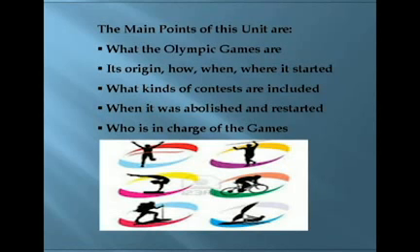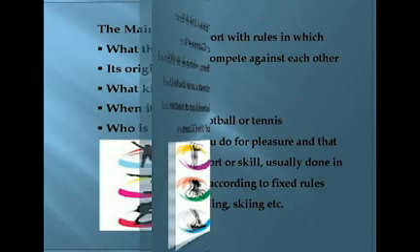They are what the Olympic Games are, its origin, how, when, where it started, what kinds of contests are included, when it was abolished and restarted, who is in charge of the games. Then I will explain the terms game and sport.